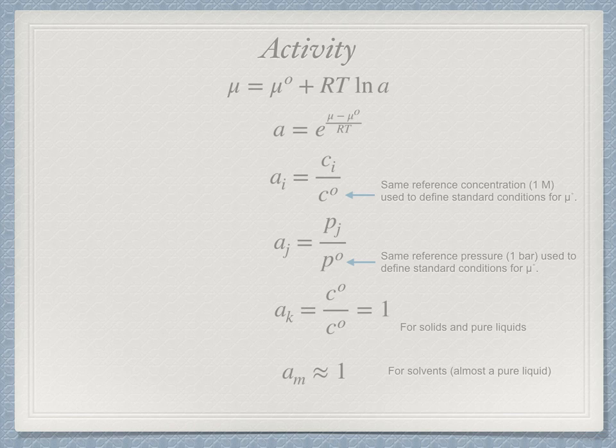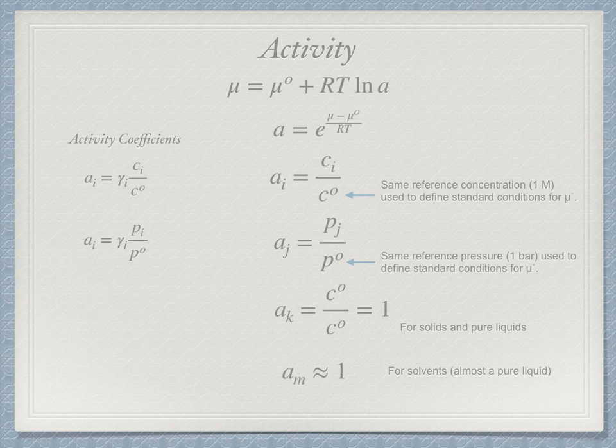Activity changes not only with concentration or partial pressure, but also accounts for the presence of other molecules with which it may be interacting, and in so doing, altering its chemical performance. This aspect of activity has been rolled into an activity coefficient, gamma. The above equations are slightly modified to read: activity of i equals gamma_i C_i over C naught, and for gases, activity of j equals gamma_j P_j over P naught.